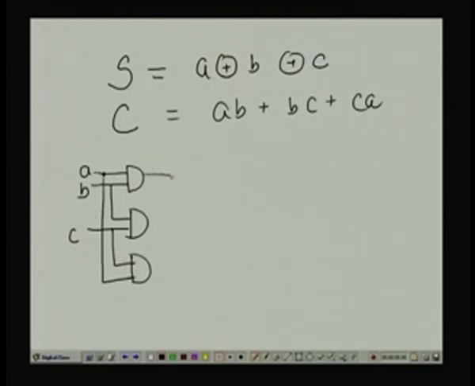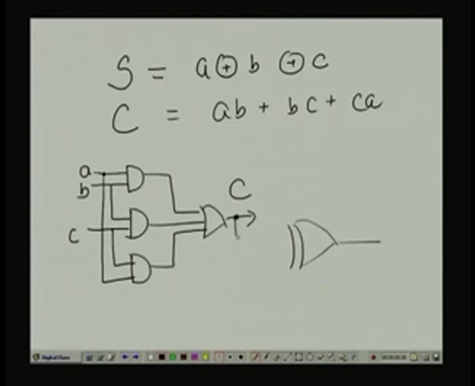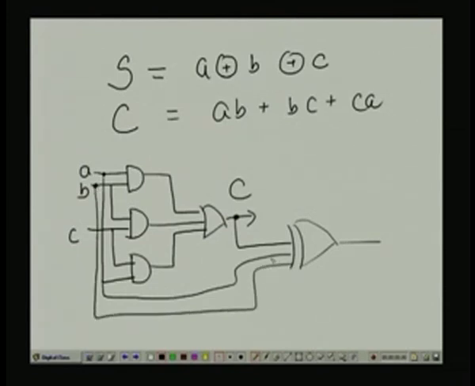So, this is OR, this is my carry C. Now, say one XOR gate I have given. This carry is one input, again A is another input, and C I can take, B is another input. So, this is my S.